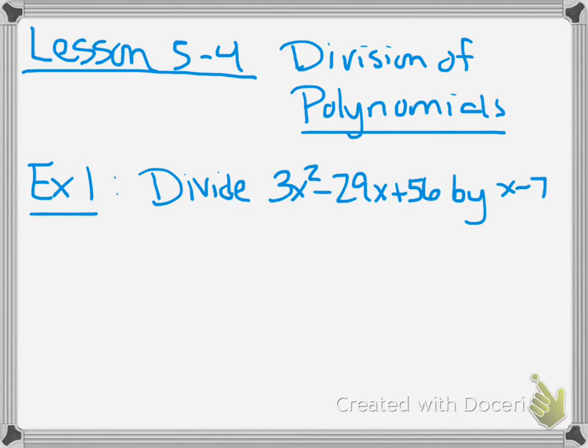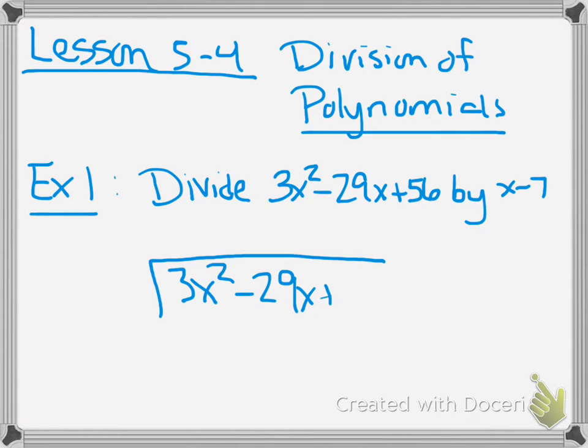So in today's lesson, we want to work on division of polynomials. And the first way we're going to show you is by doing something called long division. It should look quite familiar from our days back in elementary school. So we take 3x squared minus 29x plus 56, and we divide it by x minus 7.